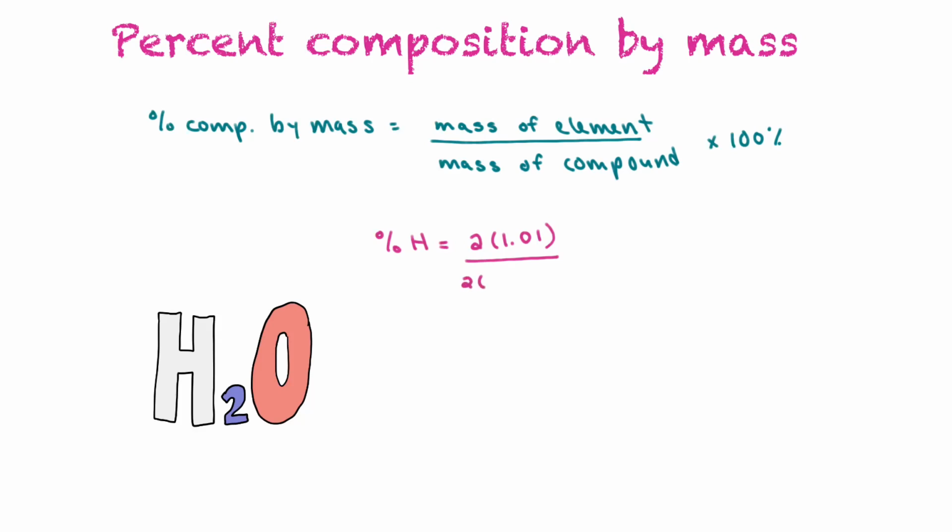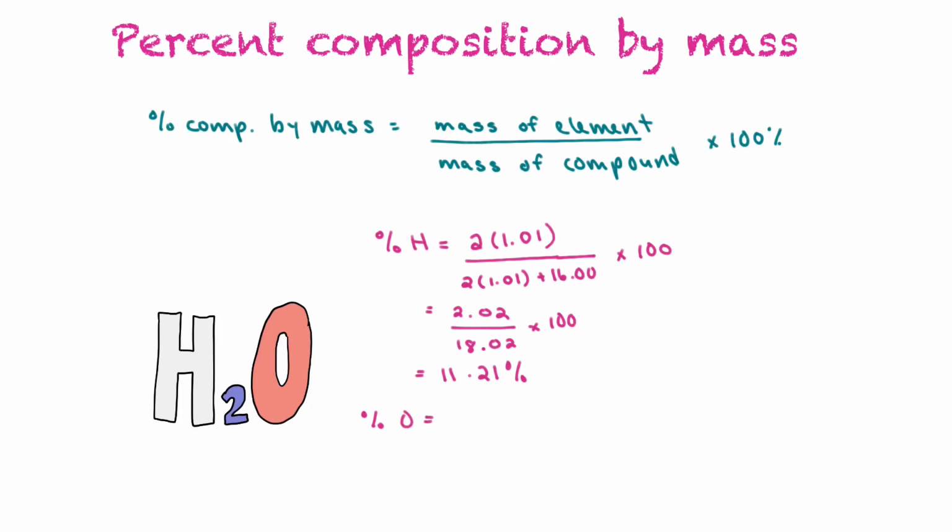So that would be 2 times 1.01 plus 16.00 times 100. So that would be equal to 2.02 over 18.02 times 100. And if you plug those values into your calculator, you'll see that the percent by mass of hydrogen is 11.21%.